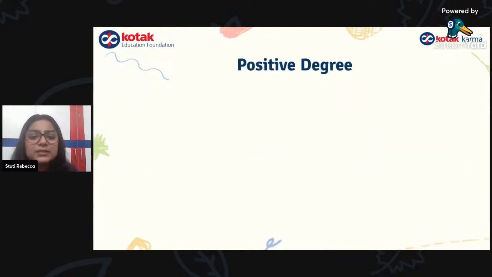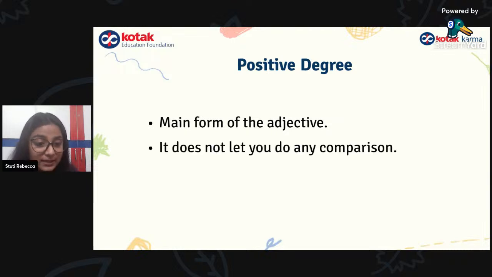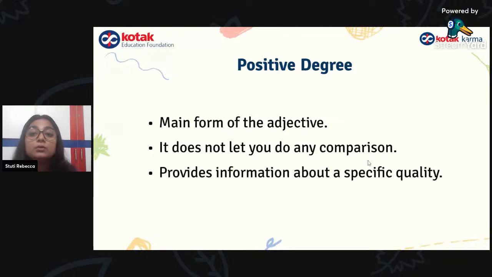Let's start with the first degree of comparison, that is positive degree. So students, what do you understand by the word positive degree? Come on, tell me. Yes, positive degree is the main form of adjective, right? Then it does not let you do any comparison, all right? This degree does not let you make any comparison. And also, it only provides information about a specific quality, all right?